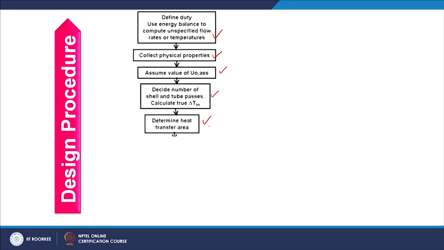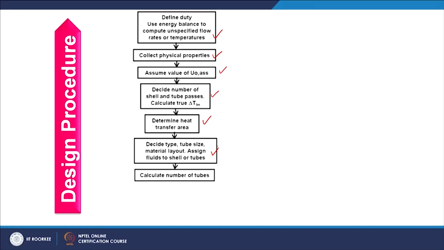Once I have the heat duty, overall coefficient and mean temperature difference, I can calculate the heat transfer area. Once I have the heat transfer area, we have to decide the type, size, material and layout, and assign fluids to the tube or shell side. After that we have to find the number of tubes, because I already know the tube dimensions and the total heat transfer area. Once you have the number of tubes, you can find out the shell diameter. To calculate the shell diameter, you first consider the bundle diameter and the clearance.